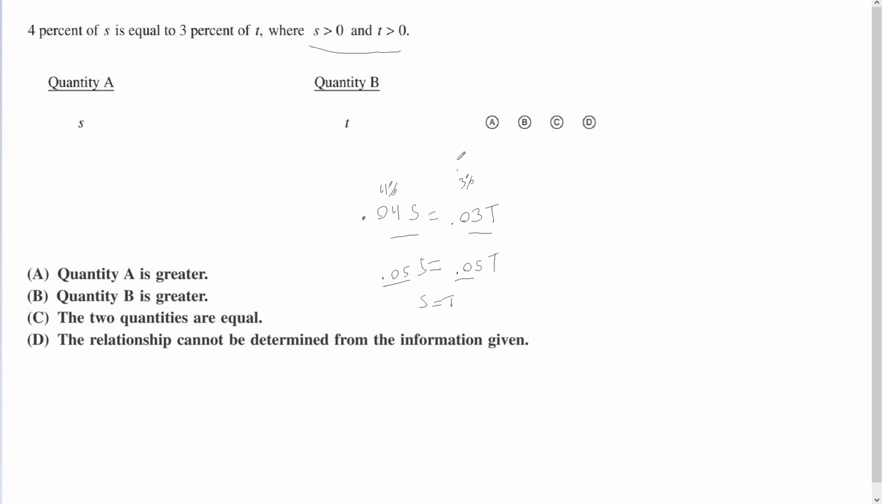Alright, so t is actually going to be greater than s, and therefore you only need 3% of it to equal 4% of s. Because you can see that this number is smaller, 0.03 instead of 0.04, you know that this number has got to be bigger than this number in order for this equation to balance out. And that's how you know that t is greater than s. So quantity B is t, so we're looking at answer B, which is that quantity B is greater than quantity A.